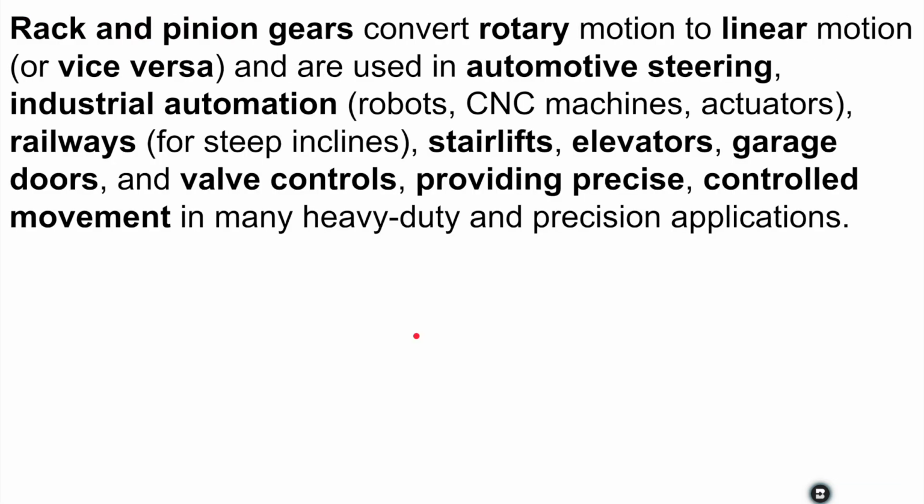Rack and pinion gears convert rotary motion to linear motion, or vice versa, and are used in automotive steering, industrial automation, so things like robots and CNC machines and actuators. They are used for railways, for steep inclines. You'll sometimes hear of cog railways where you'll have a rack and pinion where the train is driven up the hill using the rack and pinion system. Essentially, the rail will be the rack, and then there will be a pinion on the train that will drive it up a steep incline.